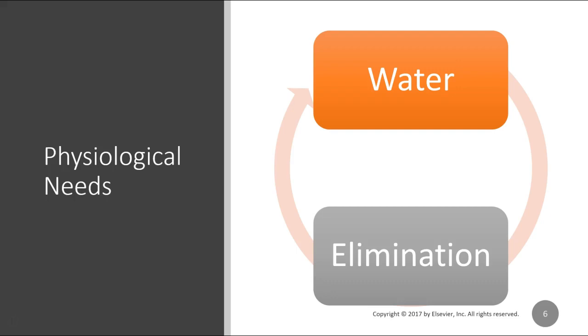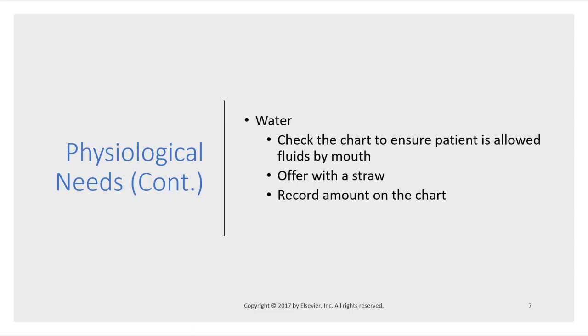Okay, so physiological needs, we need water and we need to go to the restroom. So our bodily functions are, we can't survive without water and we have to be able to eliminate what's inside of us. So water, make sure before you give the patient any water. So if you're in a hospital setting, you cannot give water without checking the chart. So you have to make sure that the patient is able to have water. Sometimes they can't have water because they have surgery the next day. Sometimes they can't have water because they aspirate it into their lungs.